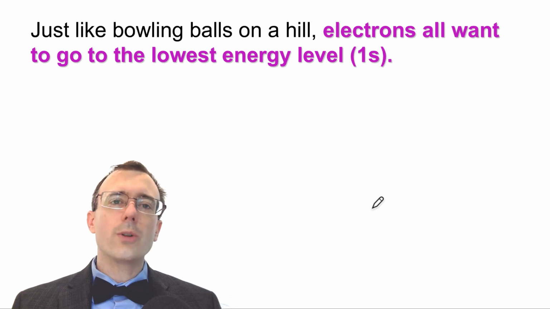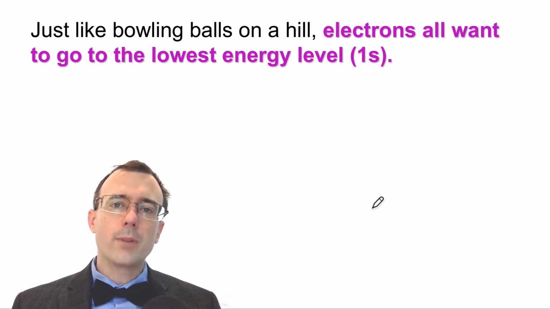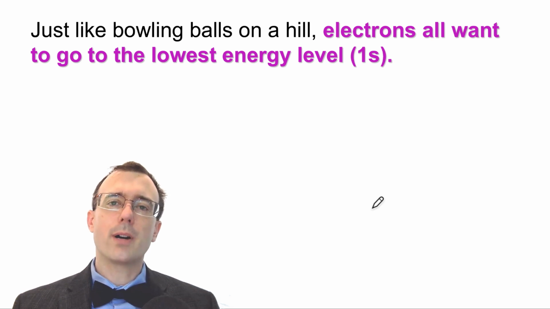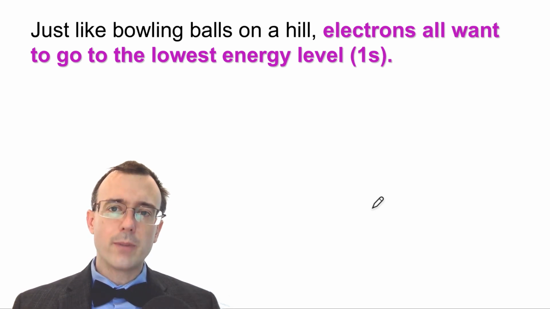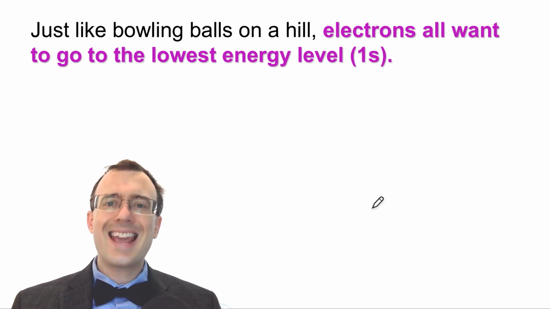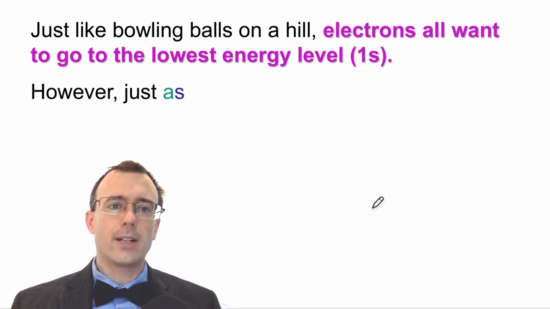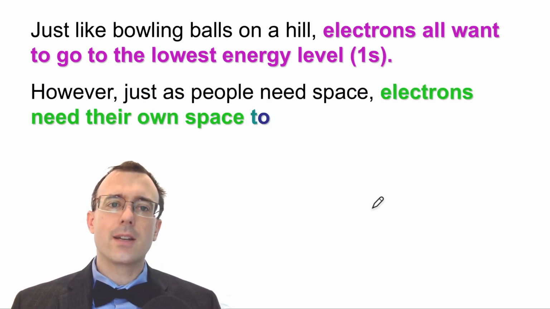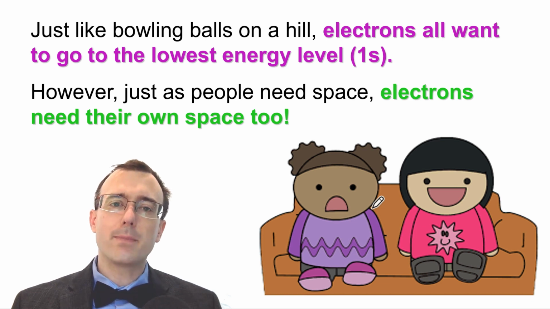Now, I want you all to remember that just like bowling balls on a hill, electrons all want to go down to the lowest possible energy level. And we remember that the lowest possible energy level is the 1s energy level, or the 1s atomic orbital, okay? Now, of course, they can't all go there, right? There is a limited number of space. So just like people need space, electrons need their own space too.